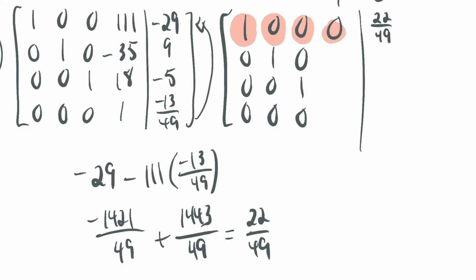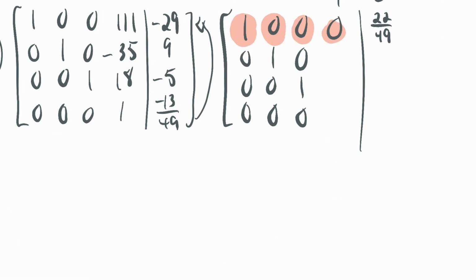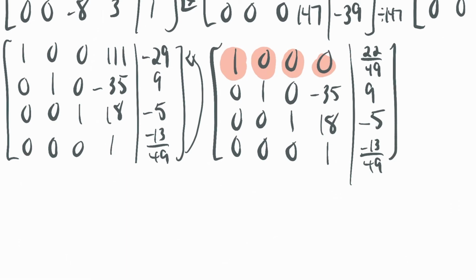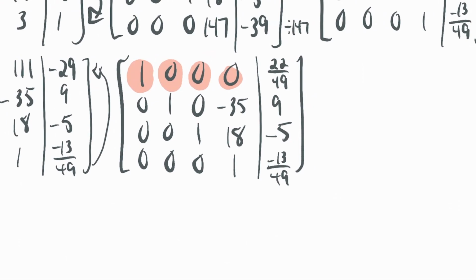Okay, so let me erase all this stuff. We don't really need it anymore. And let's fill in the rest of what hasn't changed. So negative 35, 9, 18, negative 5, 1, and negative 13 for 49. Yeah, this is getting a little sloppy, but that's okay. Okay, what should change next? Well, let's change the negative 35. So I want to take 35 times this row and add it to that row, the second row.